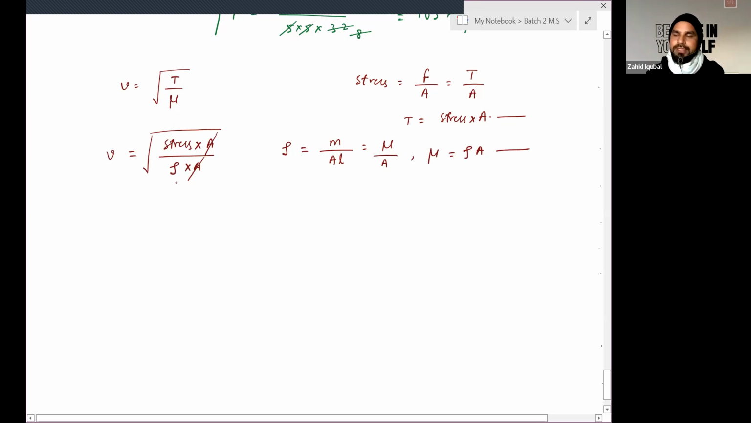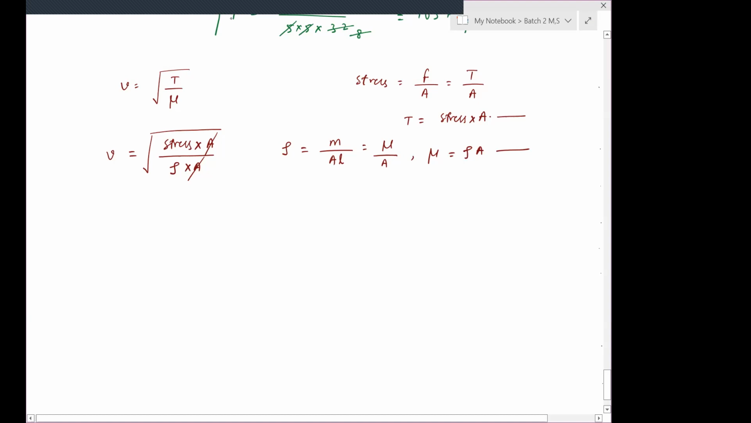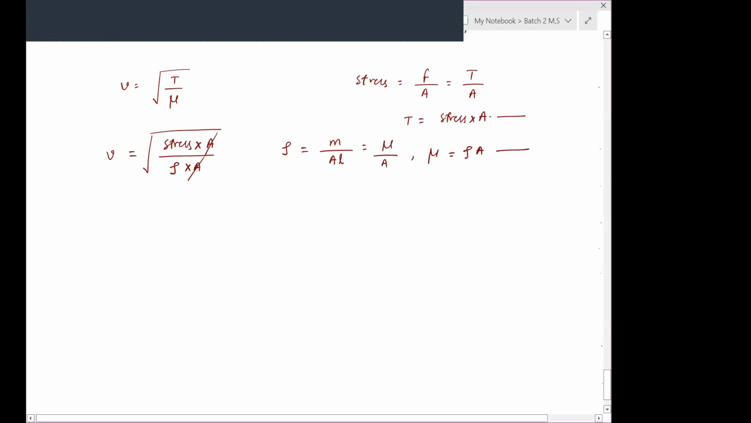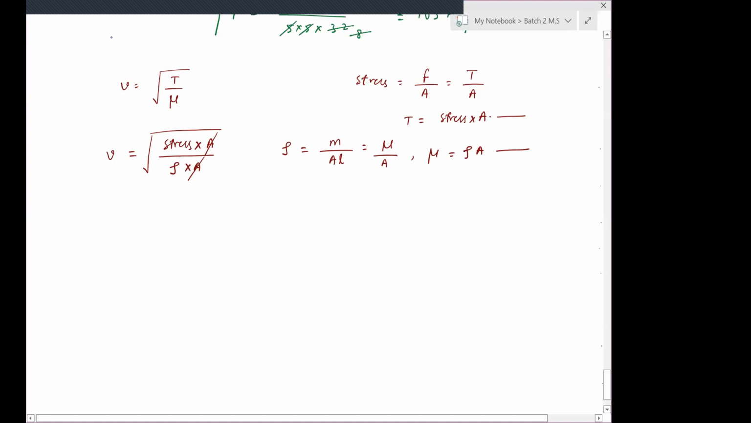Now you have stress and volumetric mass density. Substitute these down and simplify your answer. Is it clear? Yes, sir. Any more doubt? No, sir. Okay.